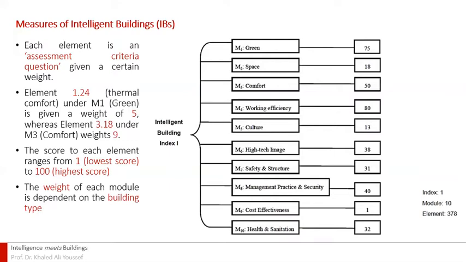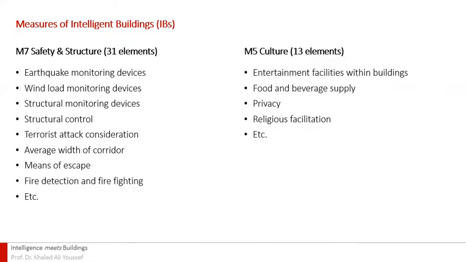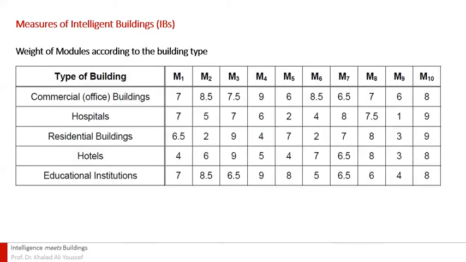Each module has a number of elements or assessment criteria questions. As an example, M1, or the green features, has 75 elements transformed into 75 assessment criteria questions. The total number of elements or questions is 378. As an example, module number 7, which is titled Safety and Structure, has 31 elements, including earthquake monitoring devices, wind load monitoring devices, structural devices, structure control, attack considerations, etc.